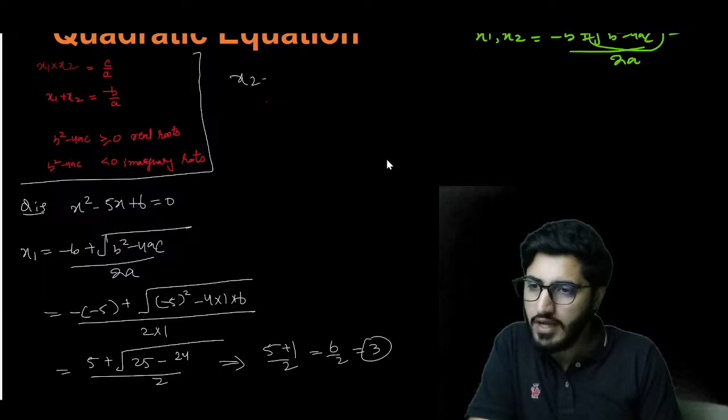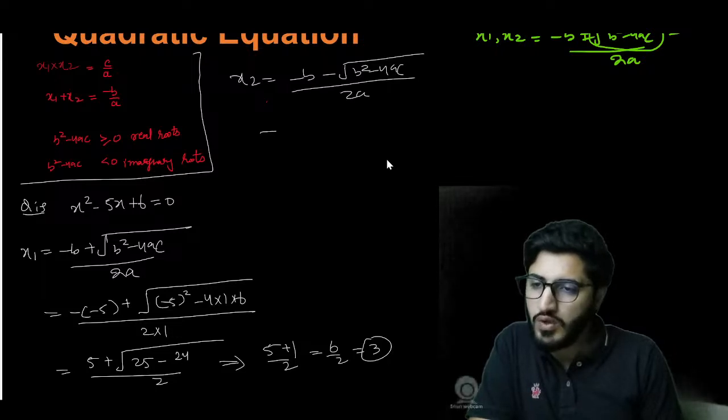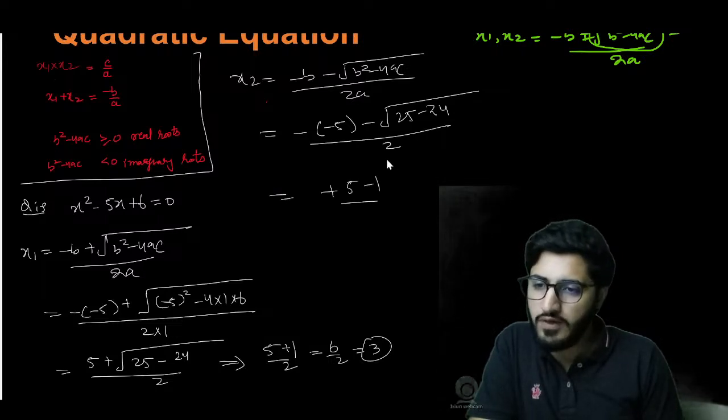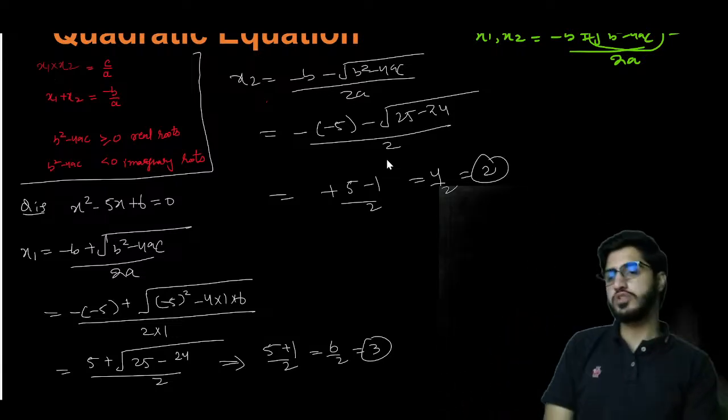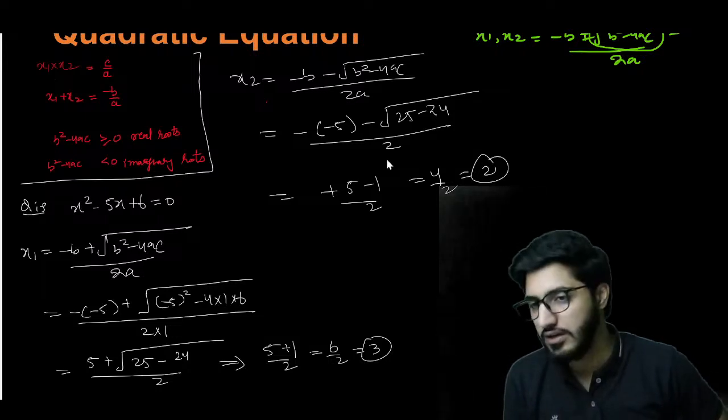What about the x2? x2 came out to be minus b minus under root of b square minus 4ac divided by 2a. So I can write it as minus 5 minus under root of 25 minus 24 divided by 2. So it is 5 minus 1 by 2, I think 4 by 2, which came out to be 2. So we are having two roots, 3 and 2. Both are real roots.